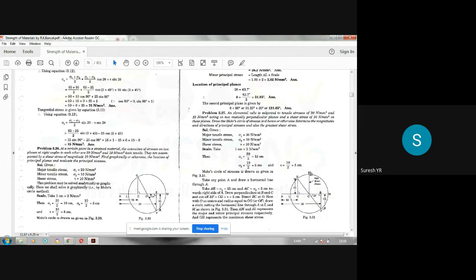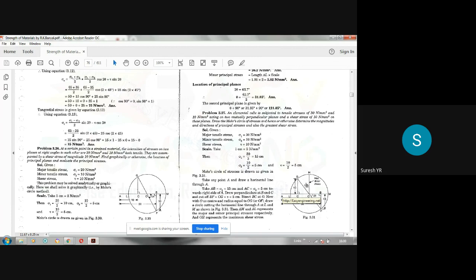Draw a circle called Mohr circle of the stresses, which cuts the horizontal line at 2 points L and M. Measure this AM distance and convert that into stress value. The distance should be converted to stress value by multiplying by 2. Then that is your major principal stress. Measure AL, convert it into Newton per mm square by multiplying by 2. It gives the minor principal stress.